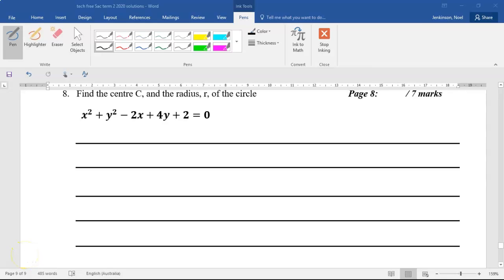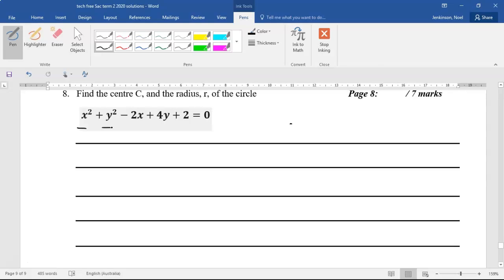Hello guys, it's the final page of the tech-free SAC, and we've got a function that we need to find the centre and radius of. Now how do we know it's a circle? Well, we know it's a circle because there's an x squared and a y squared, an x squared and a y squared, so that would indicate that it's a circle.